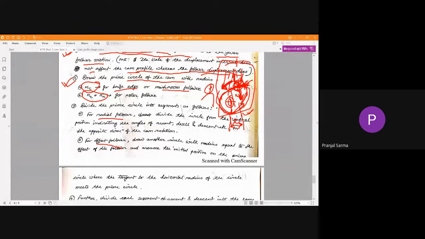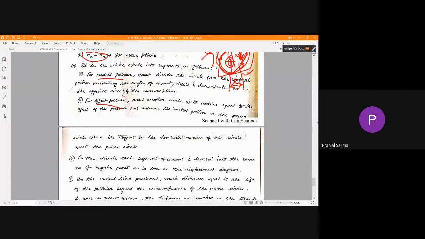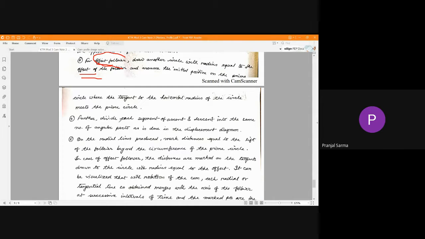Now if it is a radial follower, you have to divide the circle from the vertical position, indicating the different angles of ascent, dwell, descent, etc., in the direction opposite to the cam rotation. If it is an offset follower, we have to draw another circle with radius equal to the offset value, and assume the initial position on the prime circle where the tangent touches. You will see this once we solve the problems, so don't just go through that now. After that, once again we divide the ascent and descent into the same number of equal angular parts that you used in the displacement diagram.